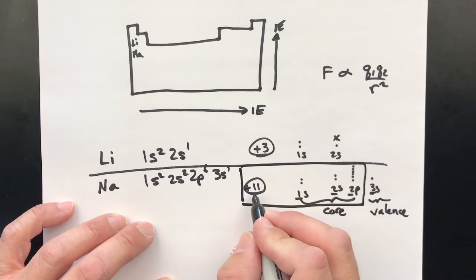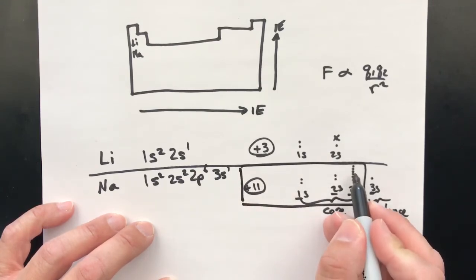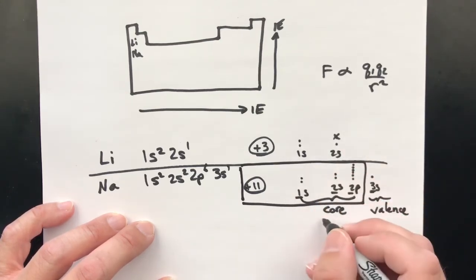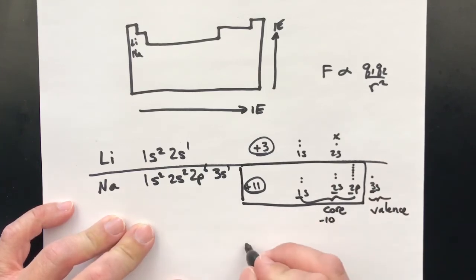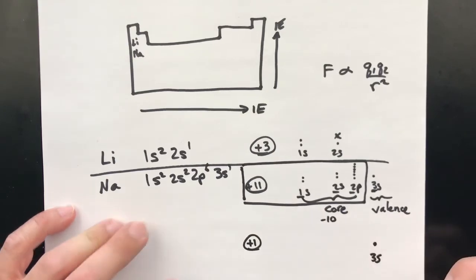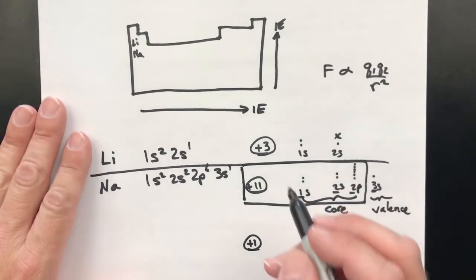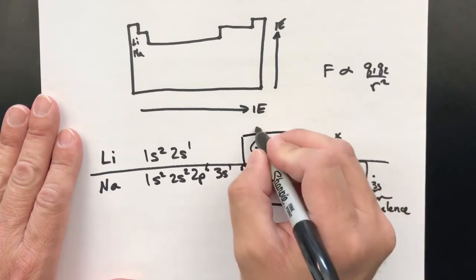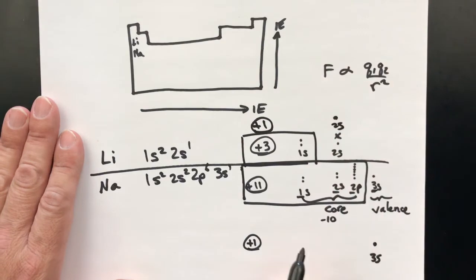So we have +11 on the nucleus, but we have 1, 2, 3, 4, 5, 6, 7, 8, 9, 10 electrons. Those are a -10 charge altogether out here in the core. So the core plus the nucleus would have a total +1 charge, and then you still have this 3s electron out here all by itself, far away from the nucleus, all right? Let's do the same thing for lithium. If we combine the 3+ and the core 1s electrons, we get a +1 charge there, and this 2s electron out here.